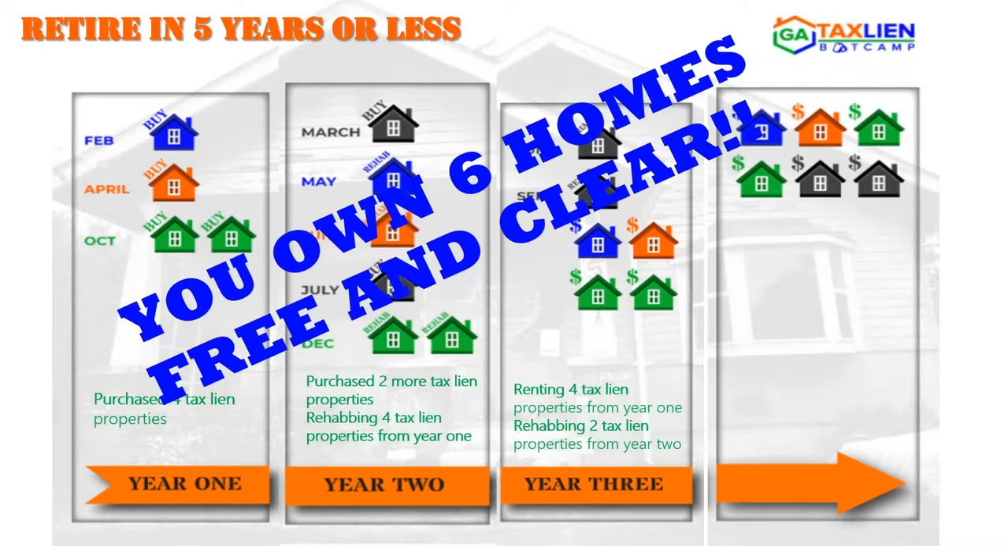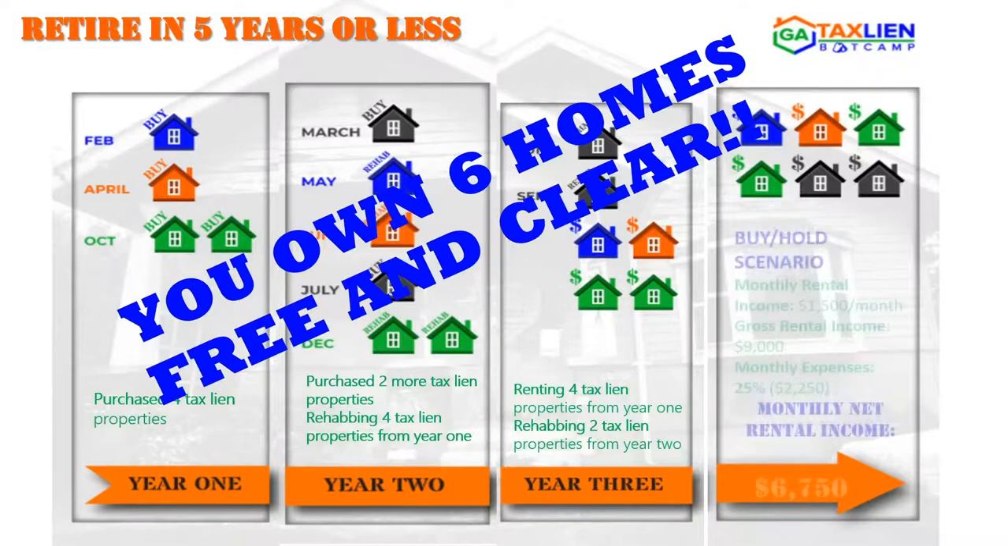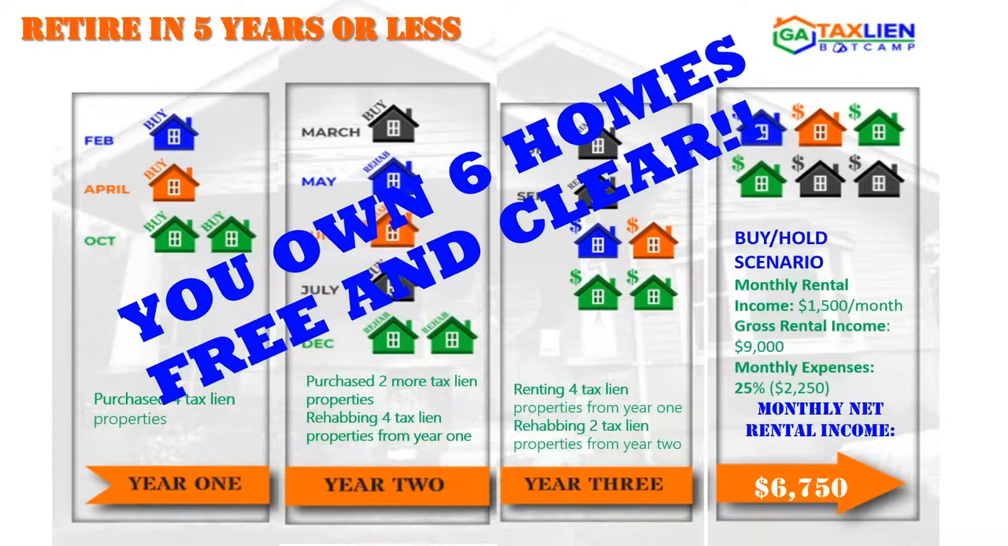So now you own 6 homes free and clear as of year three, and the buy and hold scenario goes as such. The income that's coming in per property is $1,500 a month, for a grand total of $9,000. And the monthly expenses, we like to say around 25%, you're going to have to hold back as far as upkeep and any expenses related to the property or owning the property. So your monthly net rental income is around $6,700.